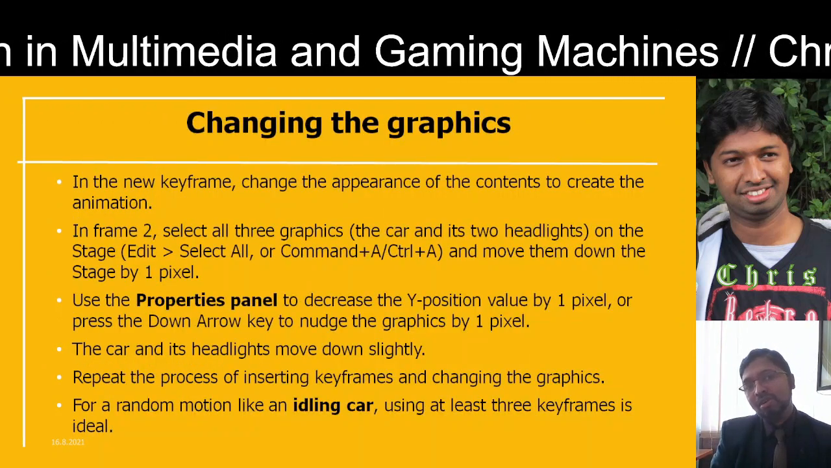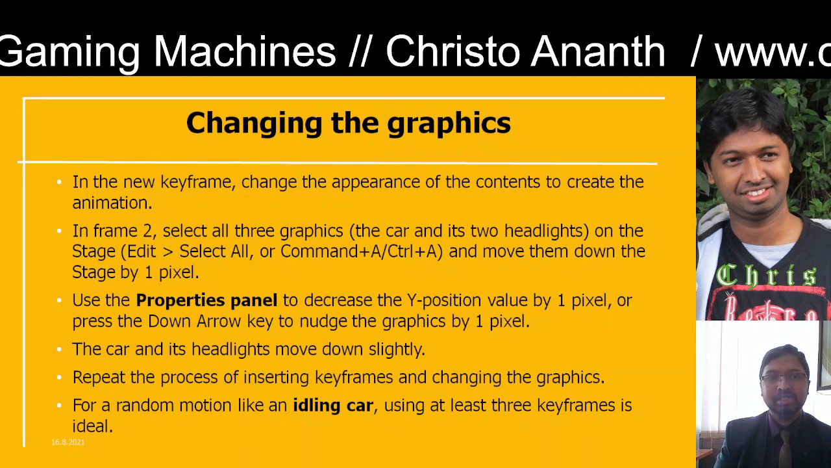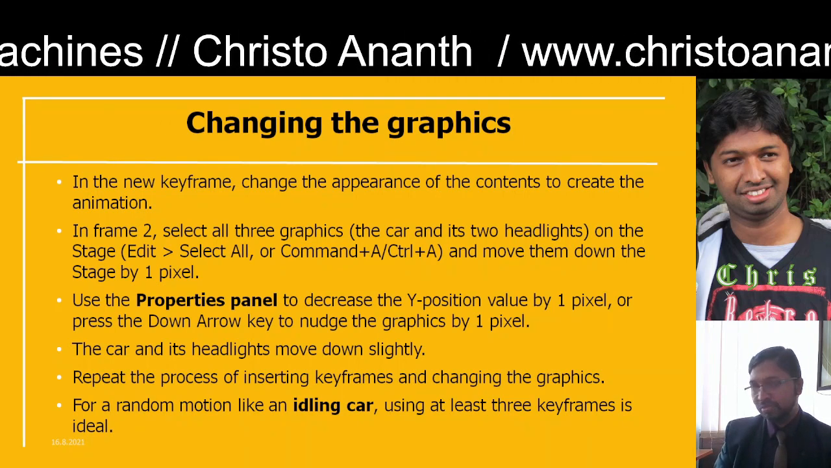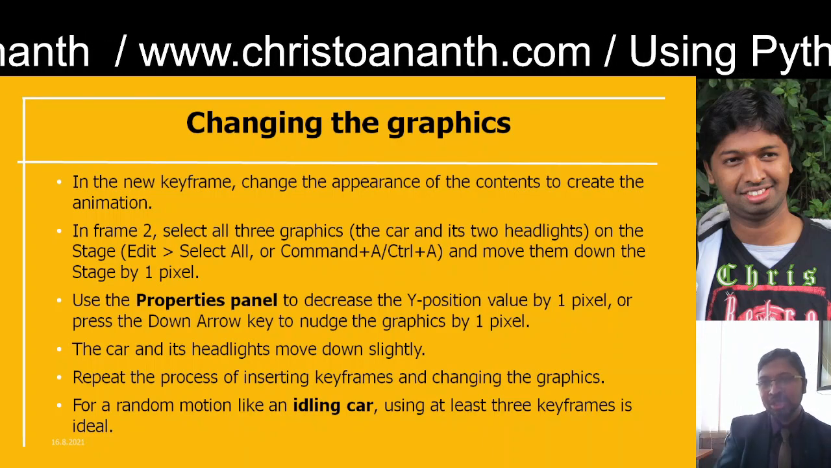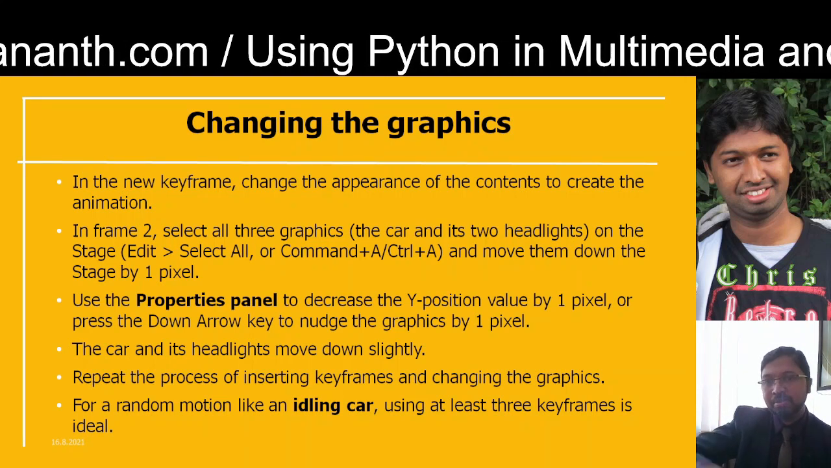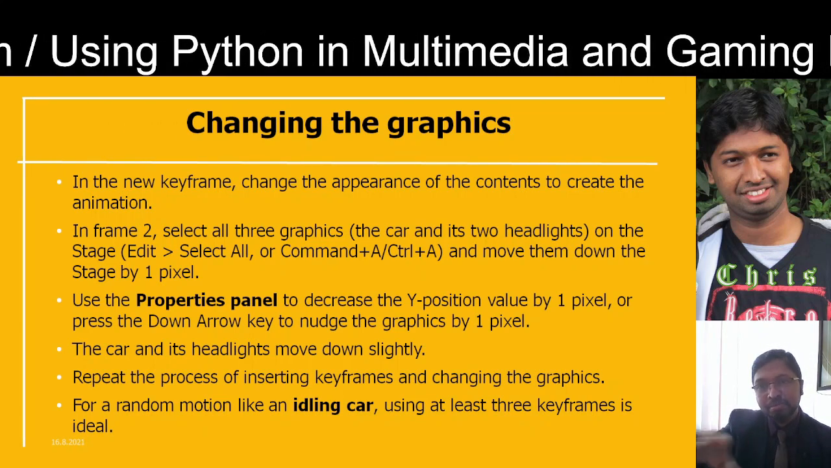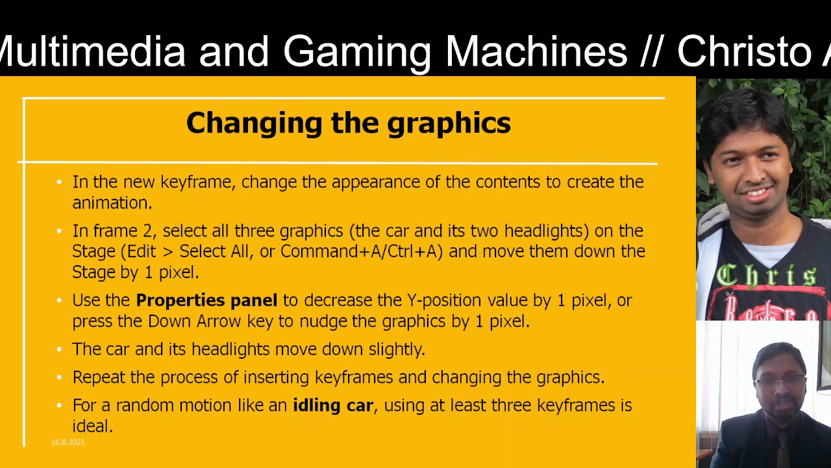In the new keyframe, you can change the appearance of the contents to change the animation. In frame 2, select all three graphics, the car and the two headlights, on the stage. Choose Edit, Select All, or press Control A, and move them down the stage by 1 pixel. That is how you are going to have the effect.